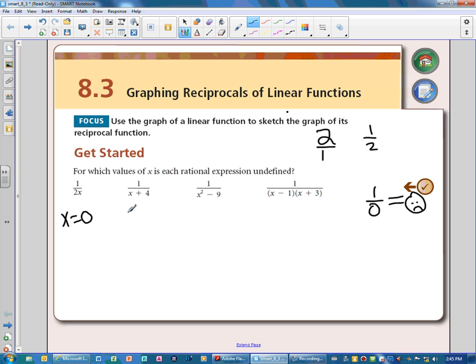In the second expression, it would be no good to have negative 4, because negative 4 plus 4 would be 0. In the third expression, I hope that you are recognizing in the denominator that we have a difference of squares. So if you quickly factored x squared minus 9 into x plus 3 times x minus 3, hopefully you could tell that x couldn't be plus or minus 3, because that's what would make the denominator 0. And in the fourth expression, they've gone ahead and already factored it for you. So the values that would make it undefined would be 1 or negative 3. So this is review. You should already be good at this part.